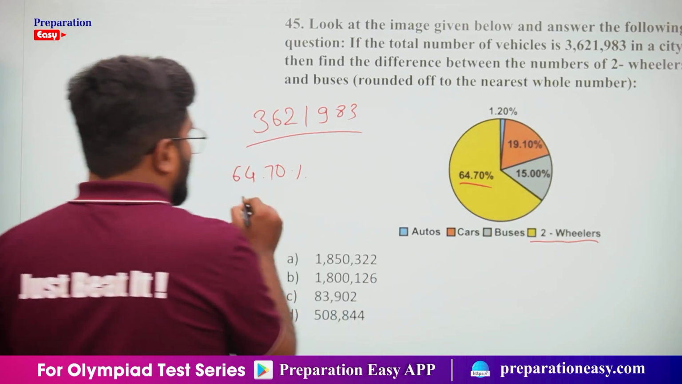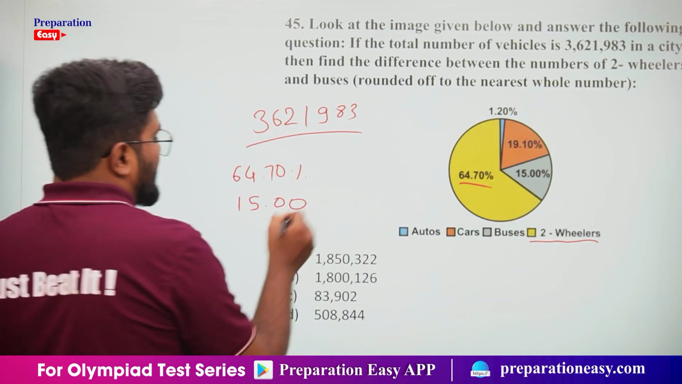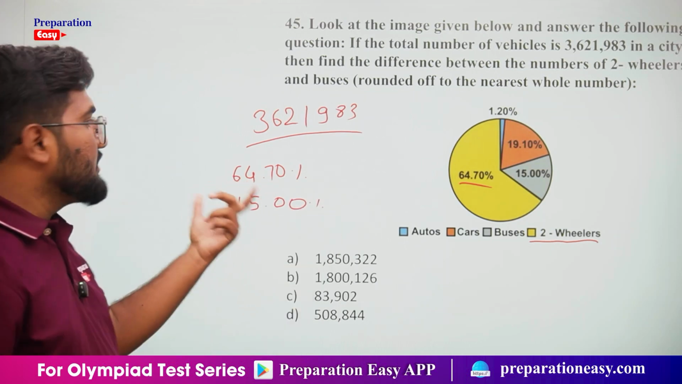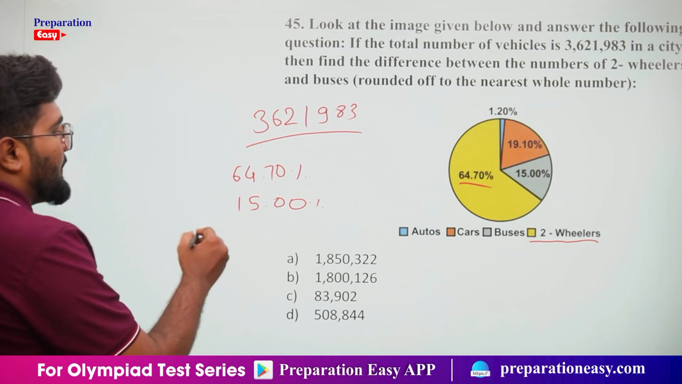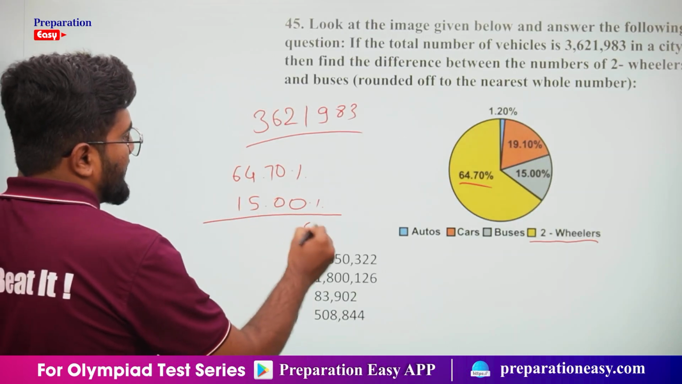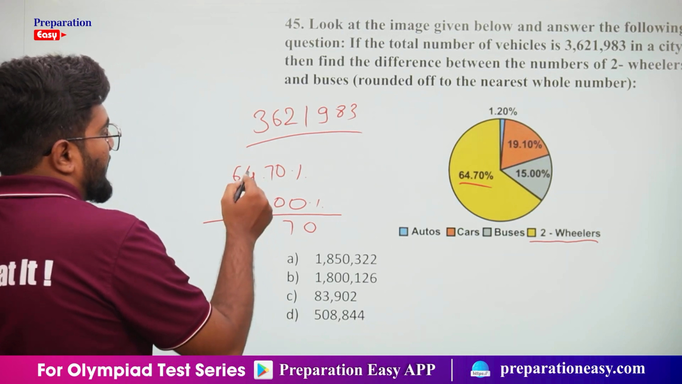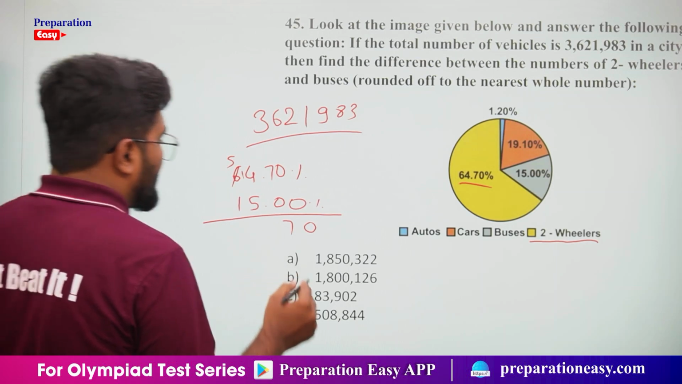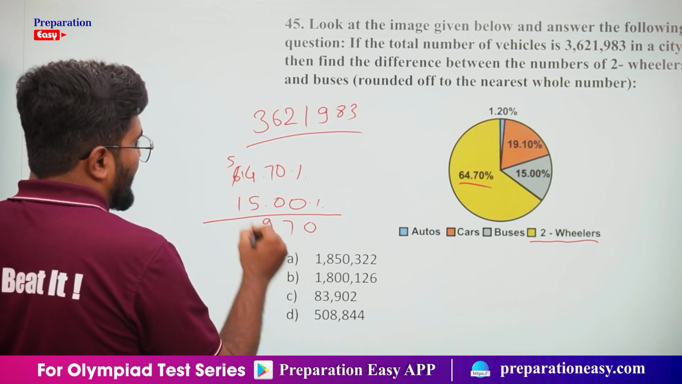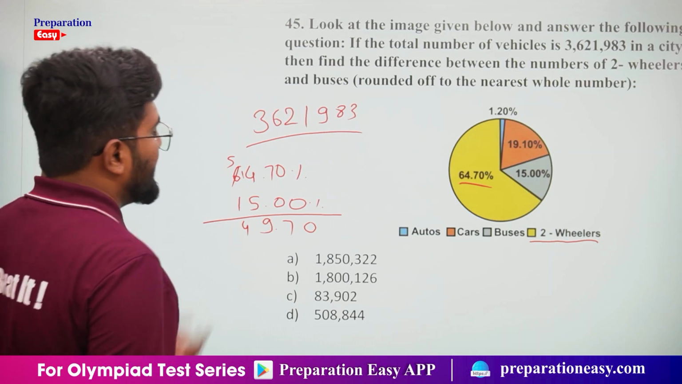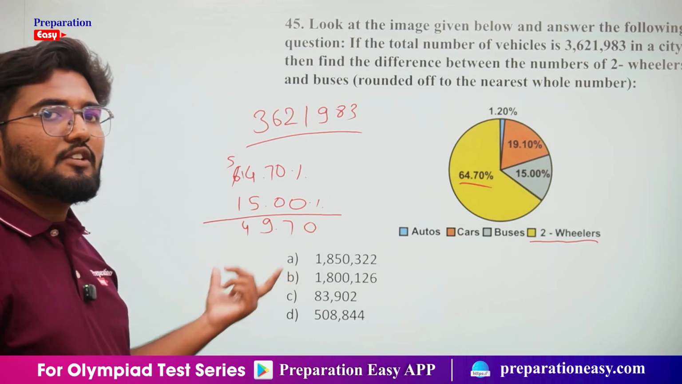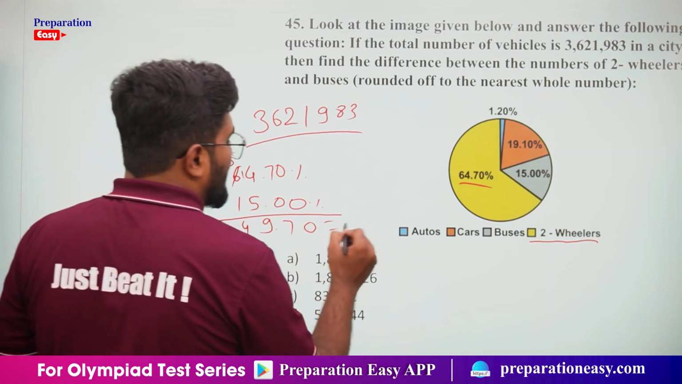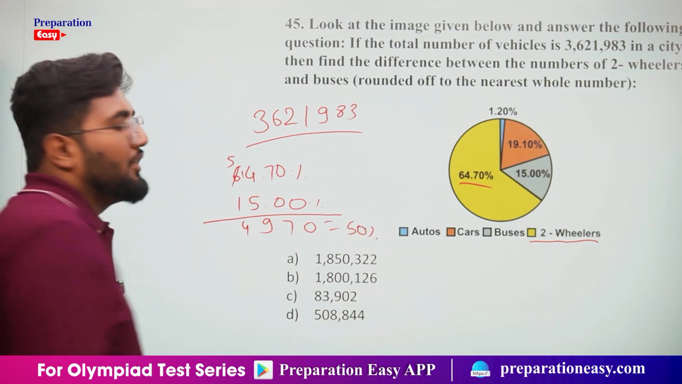Buses are 15% and two-wheelers are 64.70%. So I directly subtract it. 4 minus 5 is not possible, so borrow: 14 minus 5 is 9, and this gives 49.70. What is the round off of 49.70? It is 50%. So 50% two-wheelers are more.